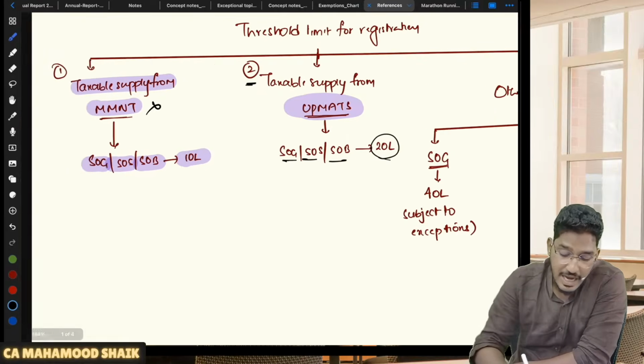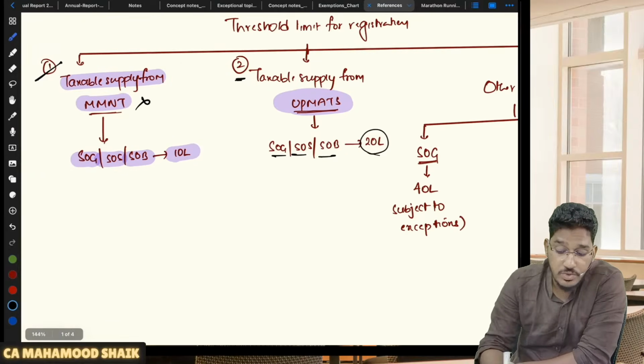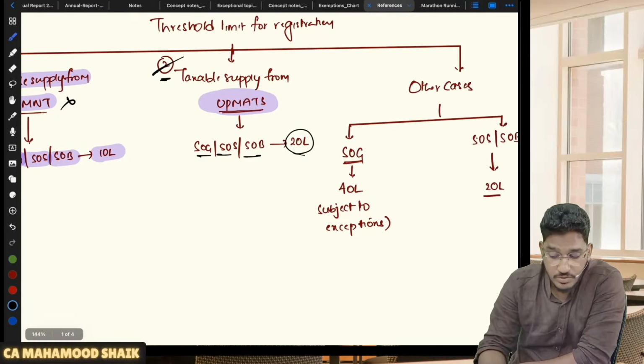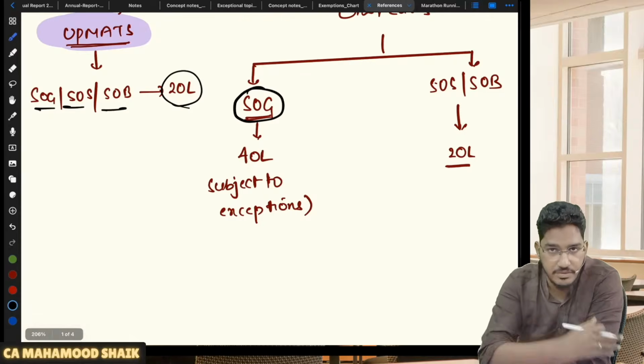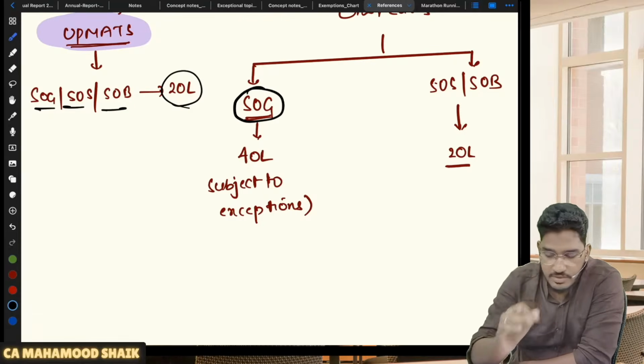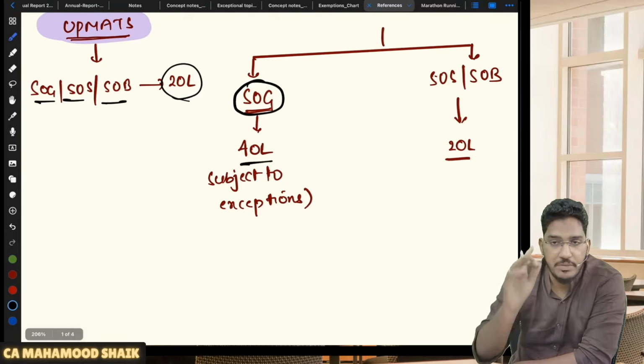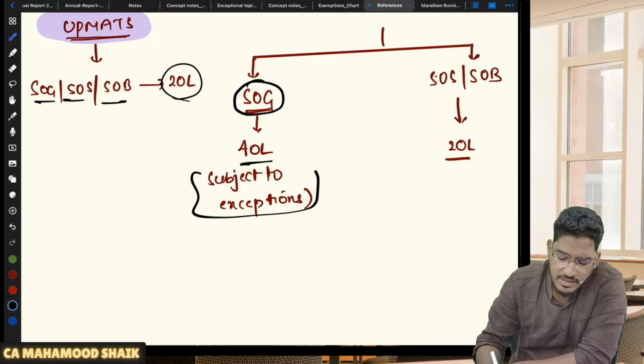Next, no sir, I am not making a taxable supply from MMNT also, and not from UP MATs also. Then what will happen? In all other cases, if you are a person who is exclusively engaged in supply of goods, the applicable threshold limit will be 40. But however, some exceptions are there.